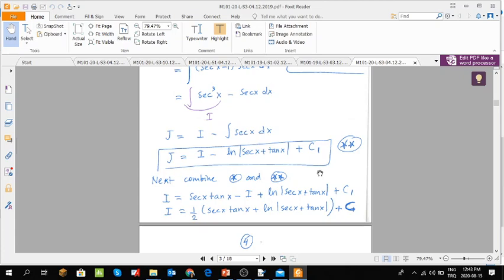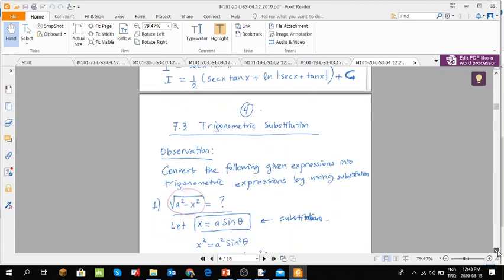Next we combine these star and double star. I is equal to secant tangent minus I plus ln secant x plus tangent x plus c1. Take this I to the left side and divide everything by 2. You get I is equal to this. That's the final answer.